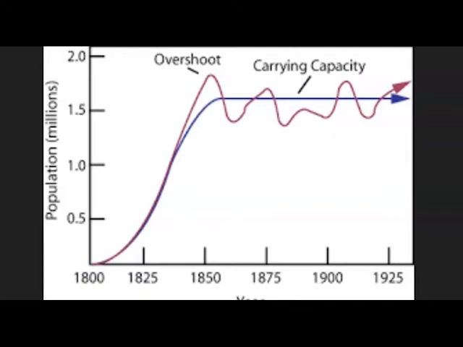Obviously, if a population overshoots, there can be environmental impacts. The population can deplete the resources of that area, which can then trickle down to the other species living in that area.